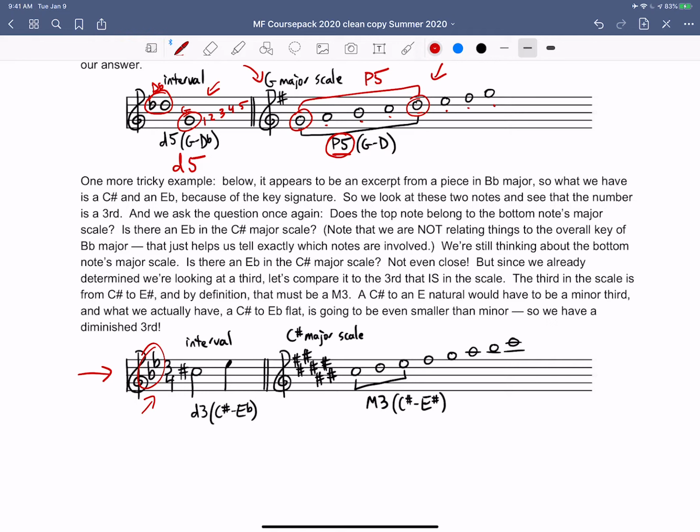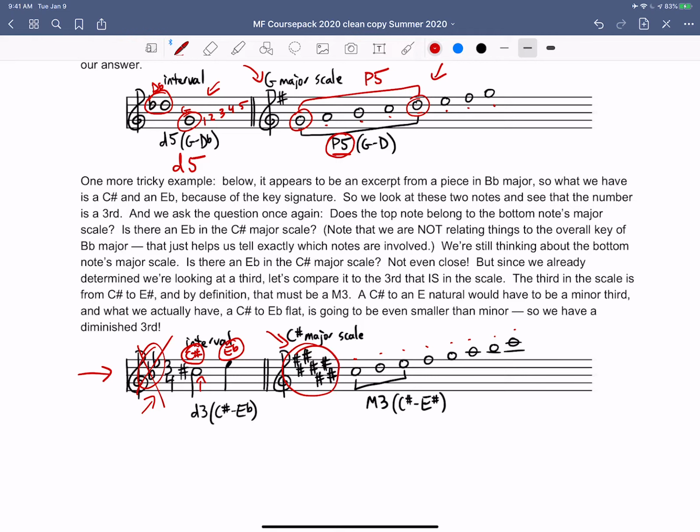So the interval that we're dealing with is a C sharp up to an E flat because of the key signature. Now, once we've figured out exactly which notes we're dealing with, forget about that key signature. You're still going to use the bottom note as your point of reference. So you're going to ask that good old question, does E flat belong to the C sharp major scale? Does the top note belong to the bottom note's major scale? Well, here you have to conjure up your C sharp major scale, which of course has all 7 sharps, right? Your scale is C sharp, D sharp, E sharp, F sharp, G sharp, A sharp, B sharp, C sharp.